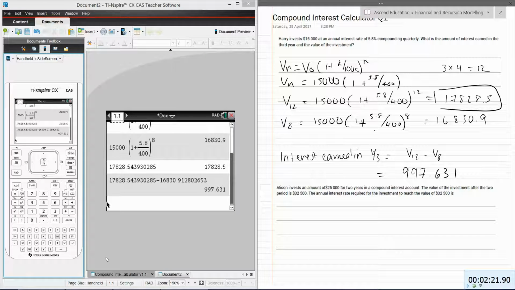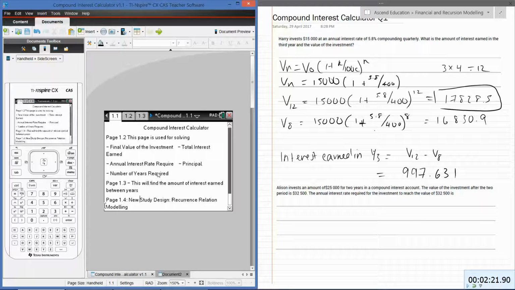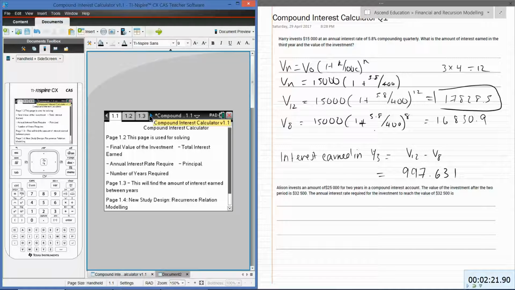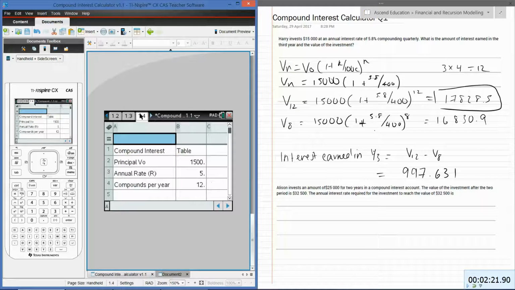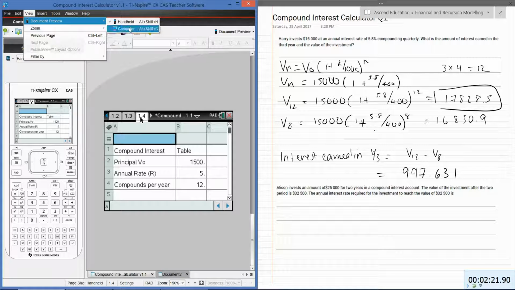Now what I'm going to show you is this calculator tool. It does it much quicker. This is a compound interest calculator, and this is found in My Documents, Financial, in that folder on your CAS. Page 1.2 is used for solving any of these values. The one that we're interested in is page 1.3, because this finds you the amount of interest earned between years. Lastly, page 1.4 is a new study design, which is recurrence relation modeling. If we go to that, it actually produces an amortization table for us.